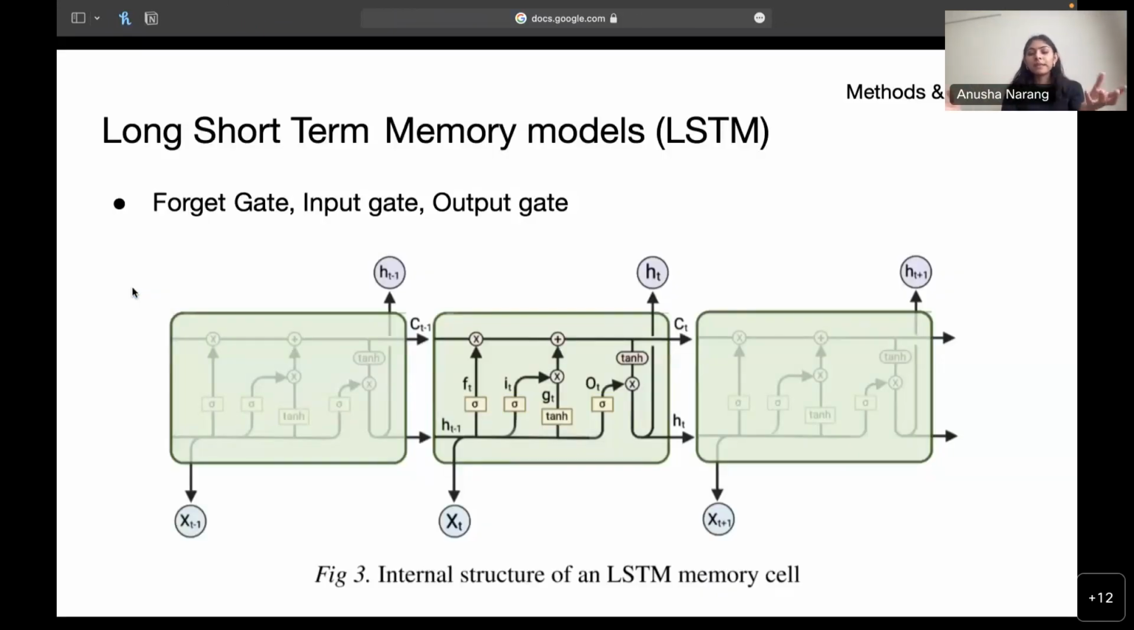And so the way that they do this is that their neurons are structured as a memory cell like this. And they have a forget gate, an input gate, and an output gate. So the forget gate, demonstrated here, removes information that is no longer important. The input gate decides what new information is relevant. And the output gate decides what information should be passed on to the next cell.